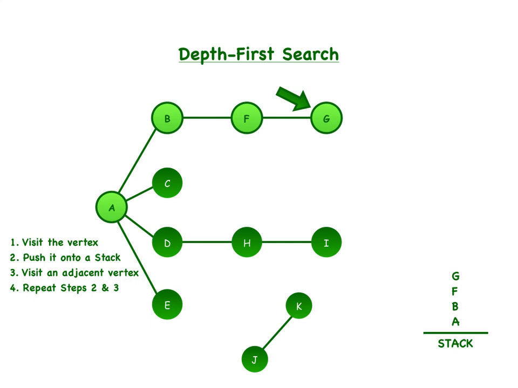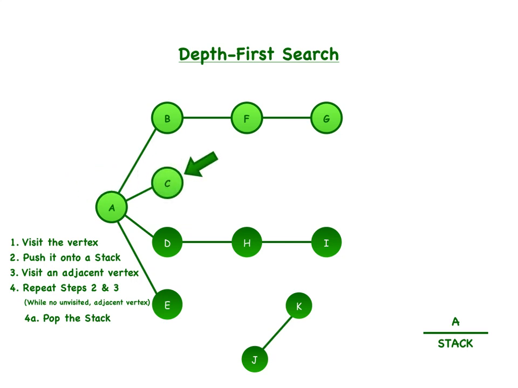So now we're going to begin popping the stack. We're going to keep popping the stack for as long as the current top value of the stack has no unvisited adjacent vertex. So we're going to pop G, and that's going to take us back to the vertex we visited prior to G. We see F has no unvisited adjacent vertex, so we're going to pop F, and that'll take us back to B. B also has no unvisited adjacent vertex, so now we're going to pop B, which will take us back to A. We see A does have another unvisited adjacent vertex, so we're going to go there.